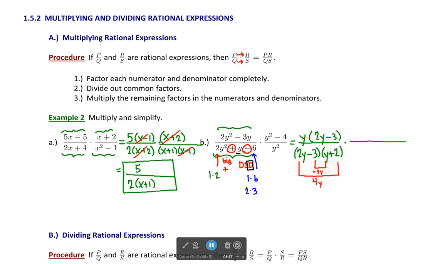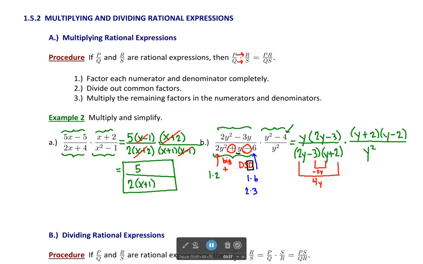The next numerator, that one's a piece of cake, right? That's the difference of two squares. So we factor it y plus 2, y minus 2. Again, the 2 is the square root of that number. And then we have this cute little monomial term hanging out in our second denominator. That one does not need factorization.